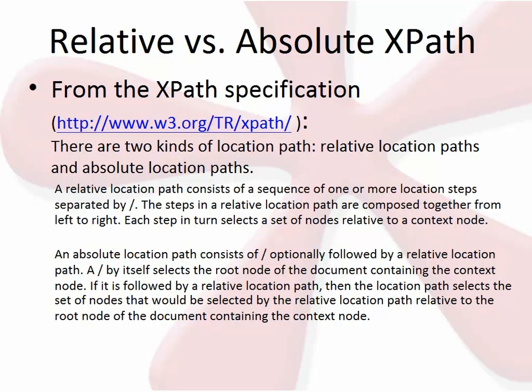An absolute location consists of a / followed by the rest of the location path. The / by itself selects the root of the document. So your full, complete, absolute XPath always starts at the document root and goes from there all the way down the tree.